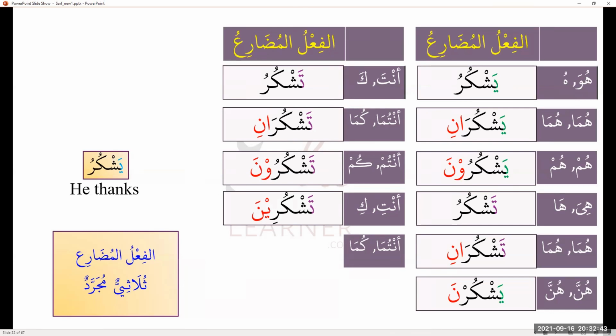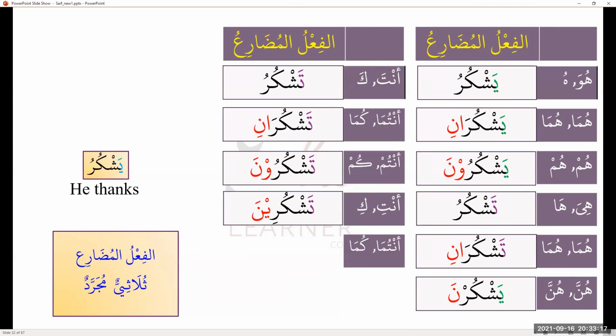So I told you there are suffixes called Ani, there is suffix called Una, there is suffix called Na, and there is suffix called Ina. And this Ina only comes with second person singular feminine. That's it. It doesn't come anywhere else. So this is easy to remember. Ina only comes with second person feminine, Anti. That's all.